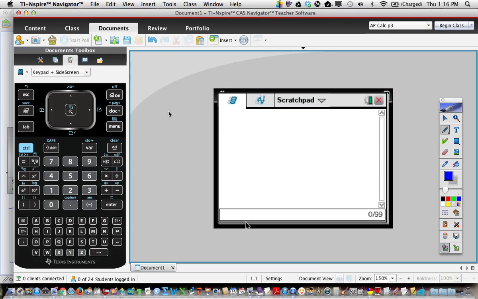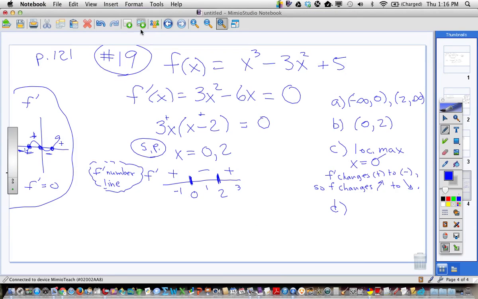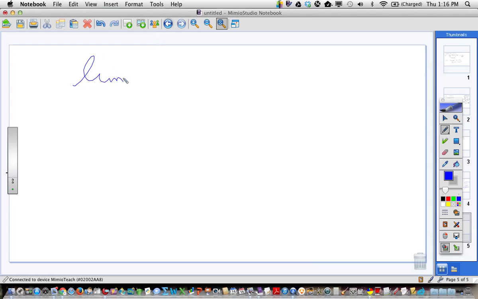Okay, calculator limits. So, let's do, let's see. Let's do this limit right here. Trying to make one up that'll be somewhat interesting. Limit as x approaches 3 of x minus 3 over x squared minus 9. Okay?